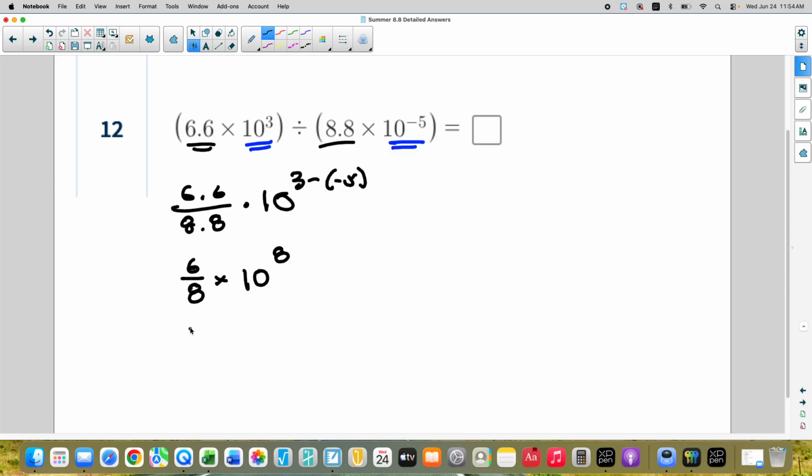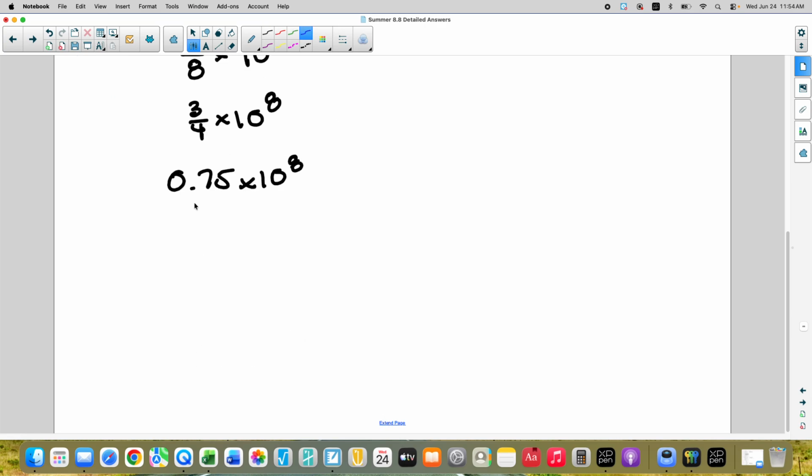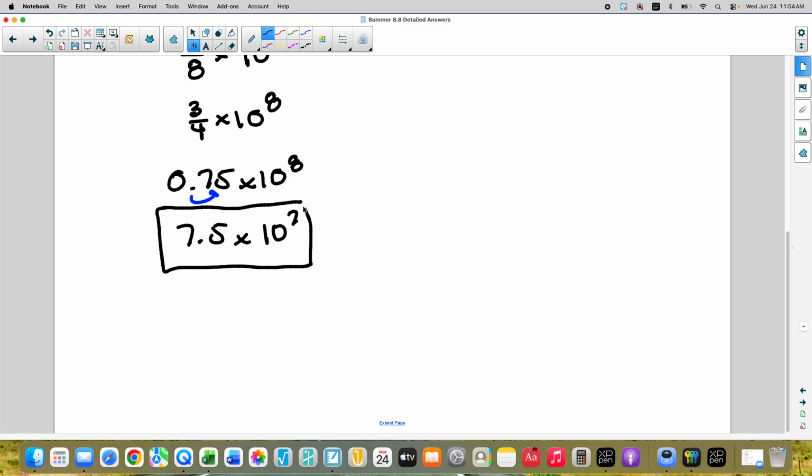This becomes 3/4 times 10 to the 8th. And then 3/4 as a decimal is 0.75 times 10 to the 8th. And now we have to make this in scientific notation. So we'll move it over one place, which now becomes 7.5. And we made something small bigger. So we have to subtract 1 from that exponent, which makes this smaller. So we get 7.5 times 10 to the 7th.